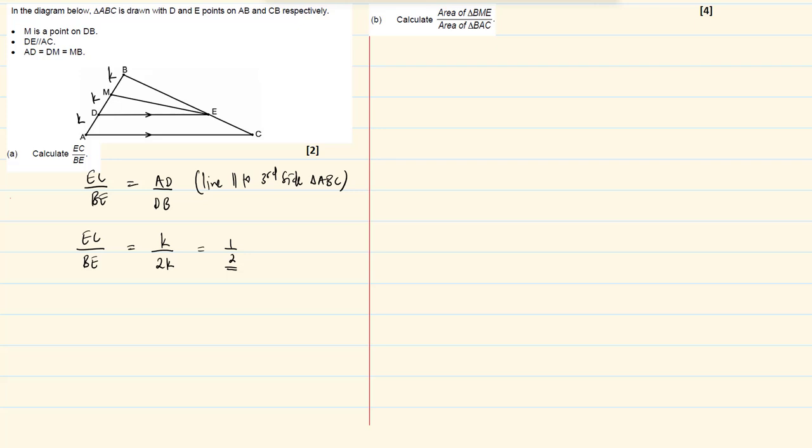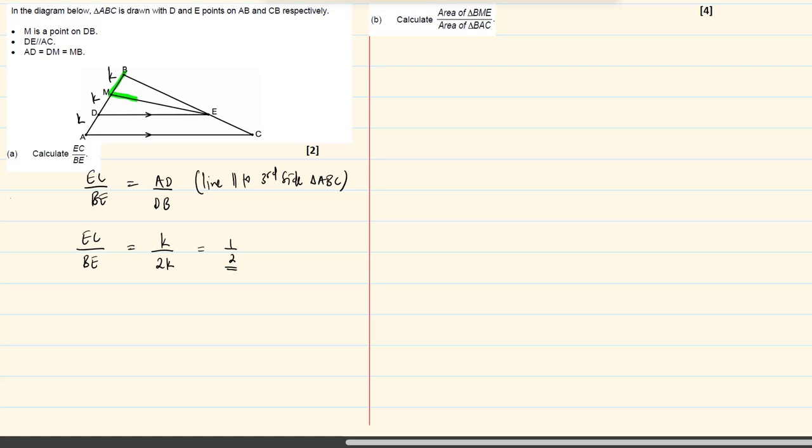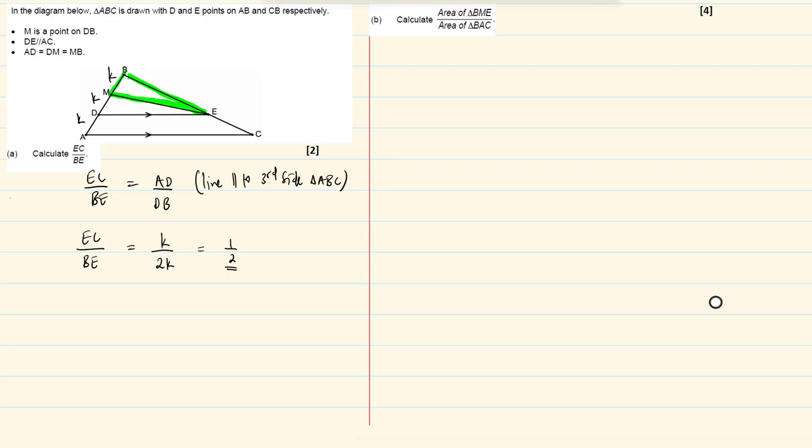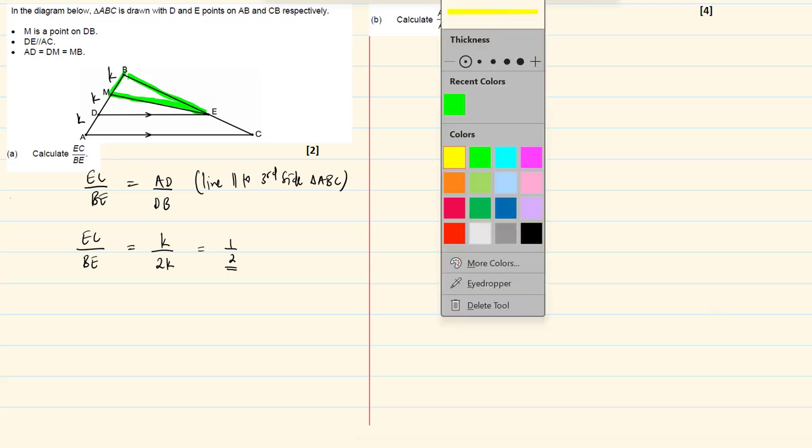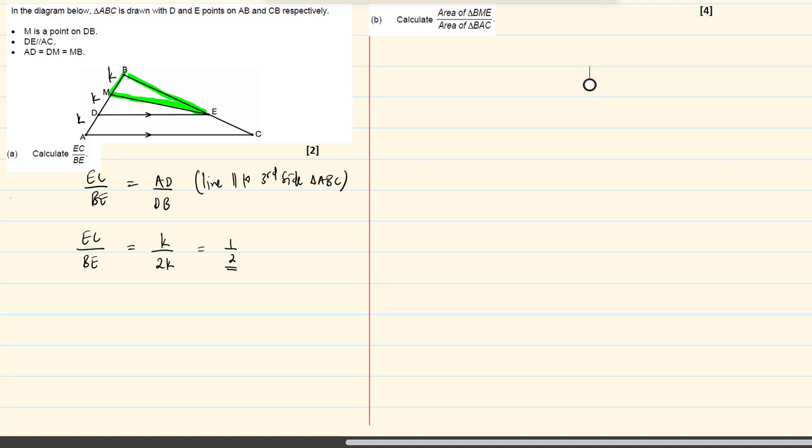In part B of the question, we're required to calculate the area of triangle BME divided by the area of triangle BAC. I suggest that you take a highlighter and highlight the triangle that you're looking for, and use a different colored highlighter for BAC, that whole triangle there.